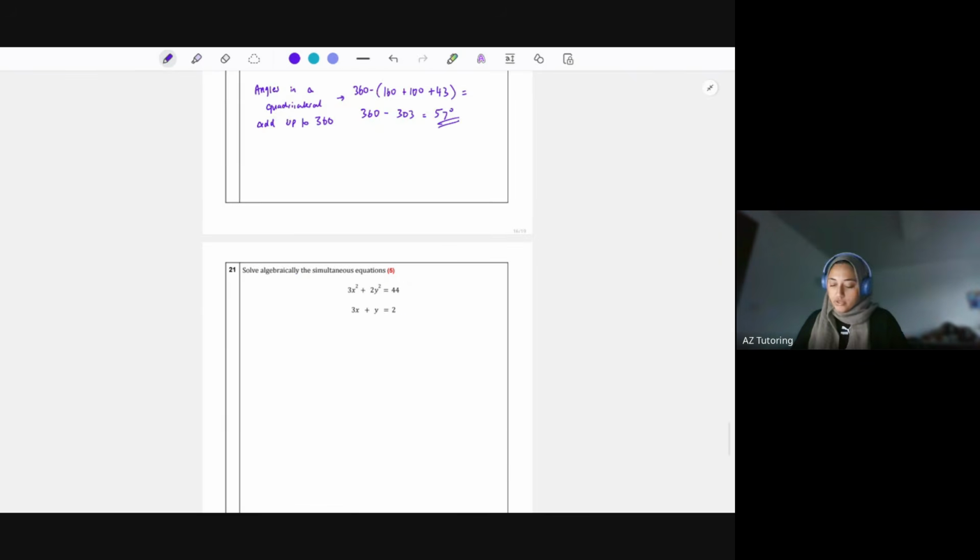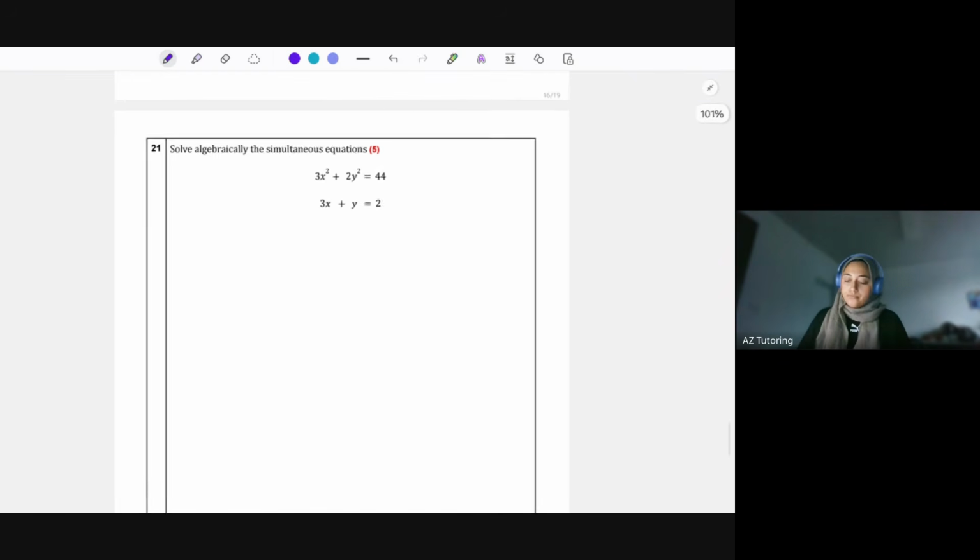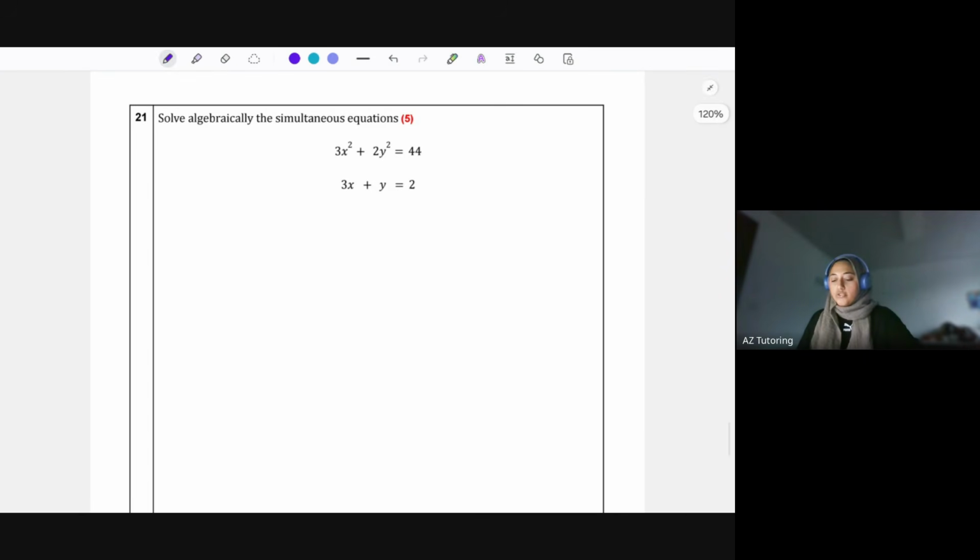Okay, moving on to question 21. Got a simultaneous equation question, but it's a quadratics one because there's a squared there. So we've got the equation of a circle on the top and we've got a straight line. So we're going to have to use substitution here. So that's the reason why it's 5 marks.